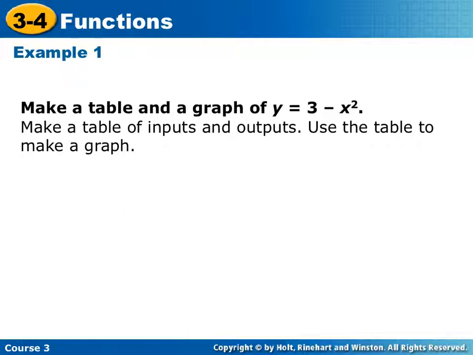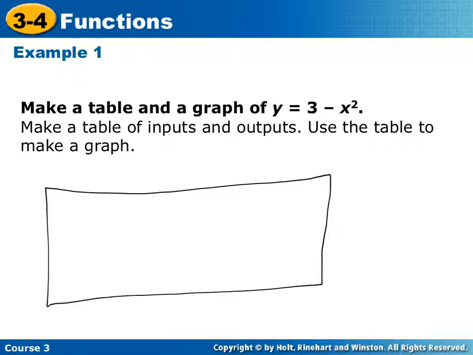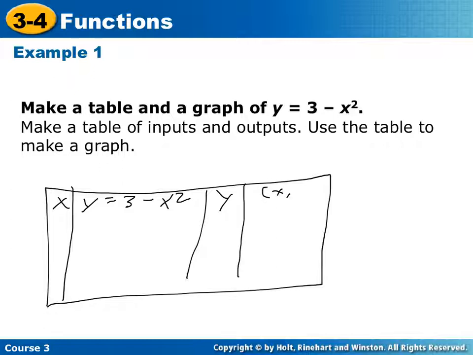So here's one that you do not have to write down, but I want to explain. It says, make a table and a graph of y equals 3 minus x squared. So I'm going to make a table and I'm going to graph it. The very first thing I'm going to do is make my table. All right, so my table will look something like this, where I always want roughly, let's say, 5 points in here. Okay, so I'm going to have my x, I'm going to have my equation of y equals 3 minus x squared. I'm going to have my y, and then I'm going to have my coordinate of x, y.